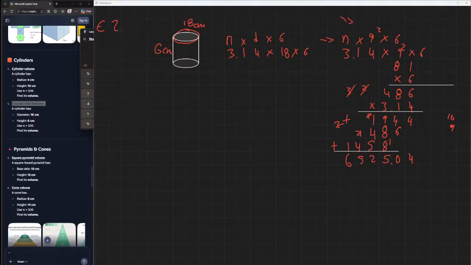So this one is 6, 6 and then 1. 6 and 1. So 486.